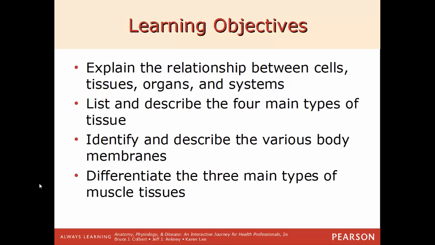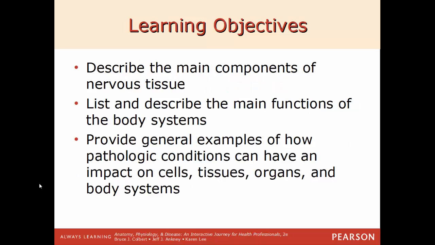The learning objectives for this chapter: be able to explain the relationship between cells, tissues, organs, and systems; list and describe the four main types of tissue; be able to identify and describe the various body membranes; be able to differentiate the three types of muscle tissue; be able to describe the main components of nervous tissue; be able to list and describe the main functions of the body systems; and lastly, provide general examples of how pathologic conditions can have an impact on cells, tissues, organs, and body systems.